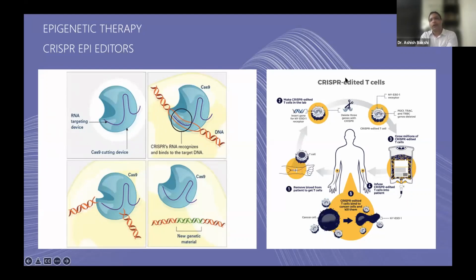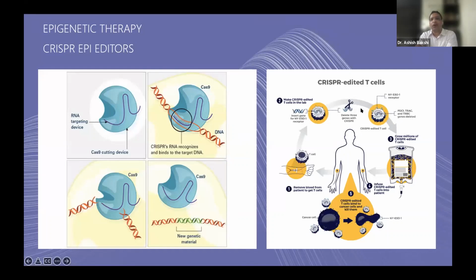How this is being exploited for the treatment of cancer. Now, what people have done is that they have taken the patient's T cell. There is a specific gene called the NY-ESO1 receptor. Now, these CRISPR edited T cells are made in such a way that this NY-ESO1 protein is inserted, and these three proteins called PDCD1, TRAC, and TRBC are deleted.